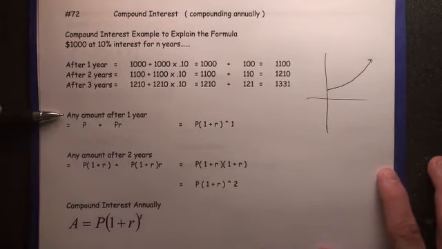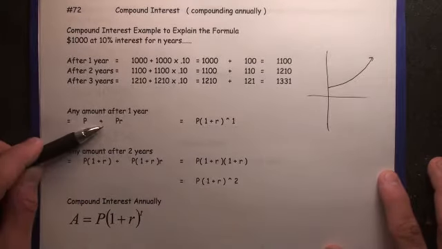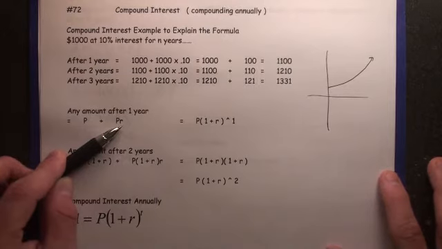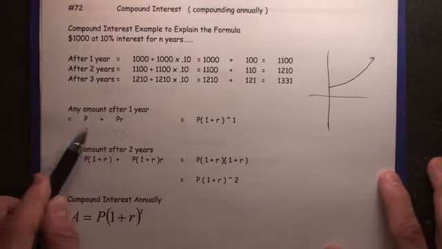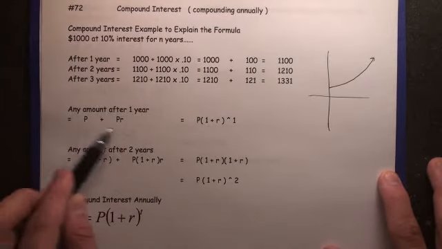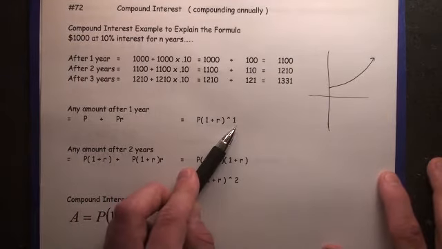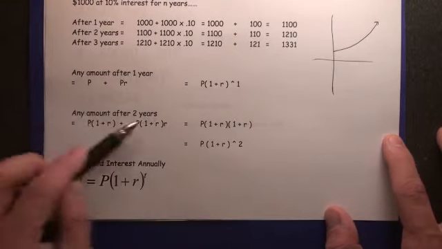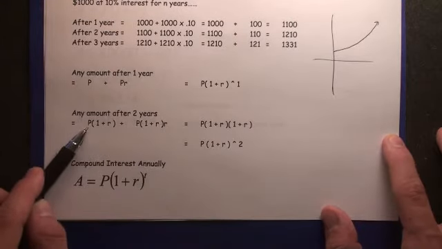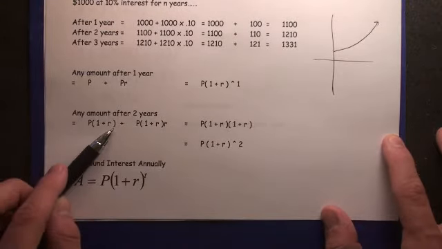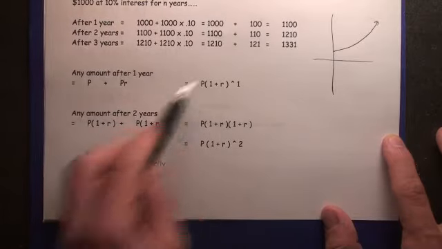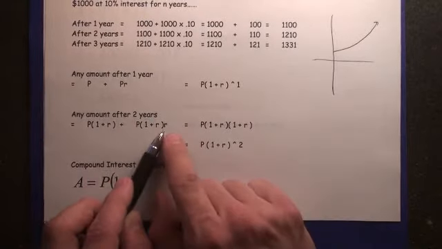Any amount after 1 year would be the principal plus the principal times the interest rate. Now, if you factor out the principal, you end up with principal times 1 plus r to the first power. Now let's take a look at 2 years. Well, the first year, you're going to have the principal times 1 plus r, because we just figured that out over here. Then the second year, what's going to happen?